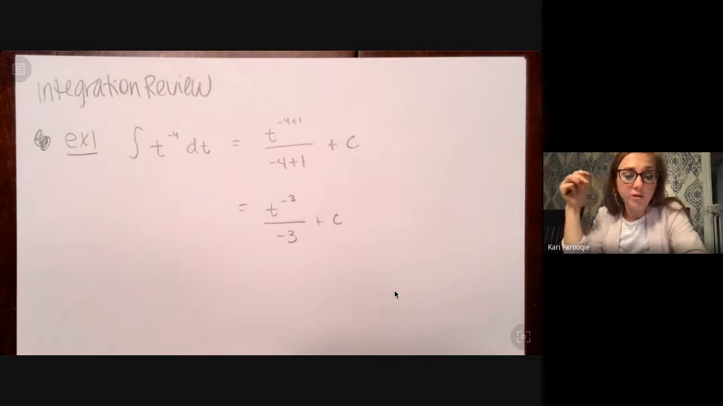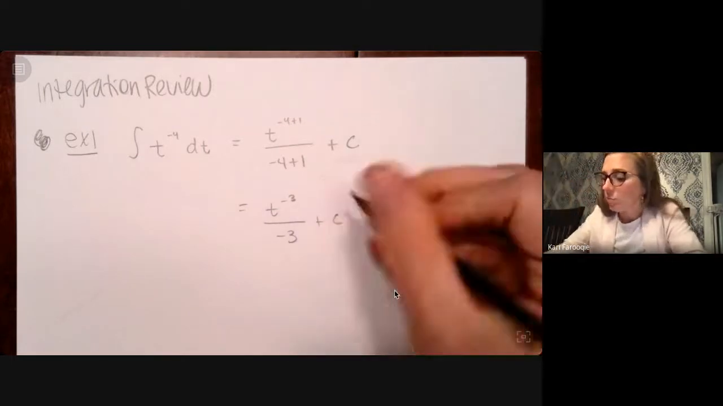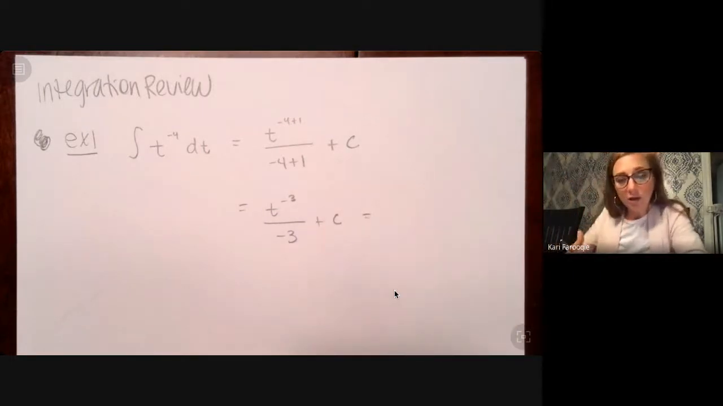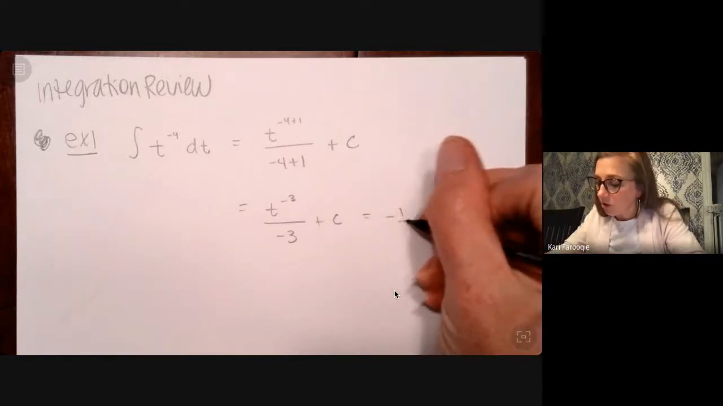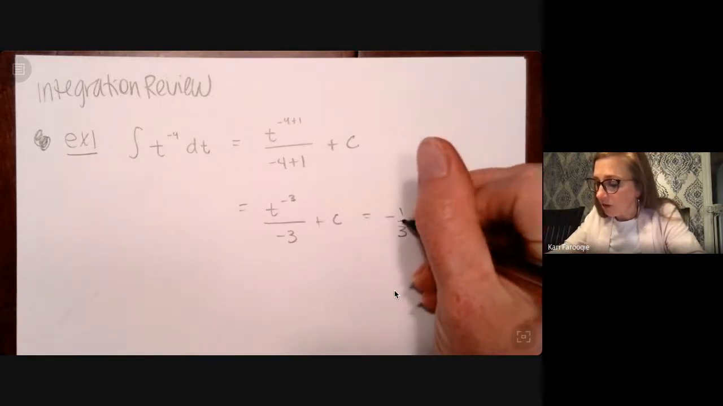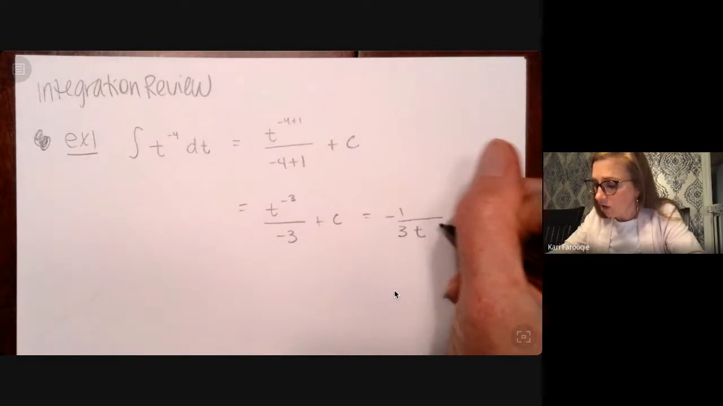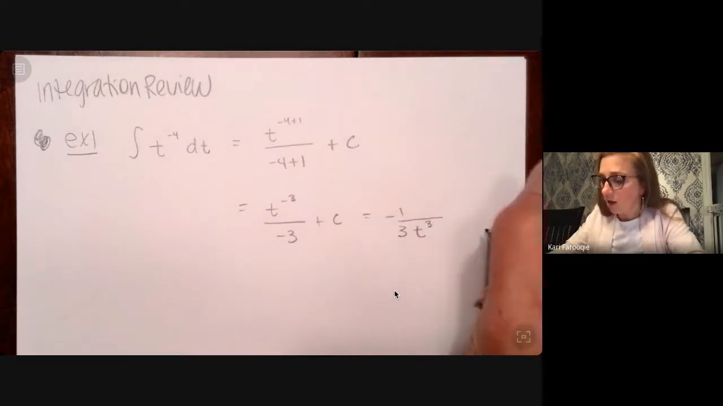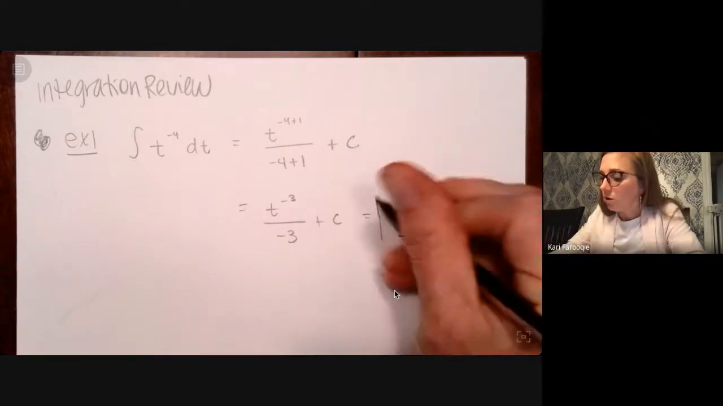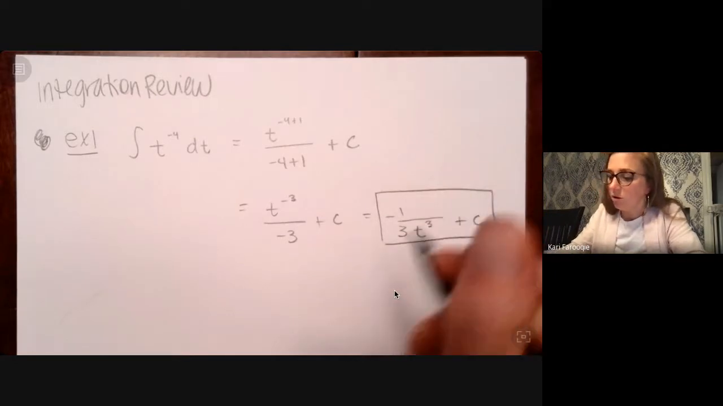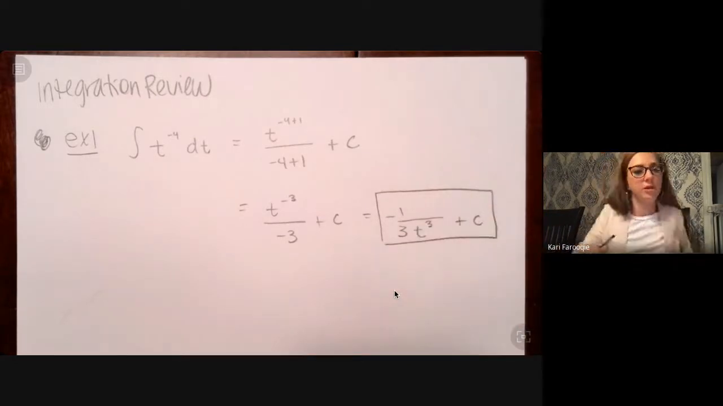Now, if that bothers you and you don't want to leave this with a negative exponent, remember that you can always write a negative exponent as a positive exponent if you flip that base's position in the fraction. So dividing by -3 is the same as multiplying by -1/3. And then I can move this t into the denominator. And when I do that, I can change the exponent to be positive. So this would be the integral here for t to the -4th dt.